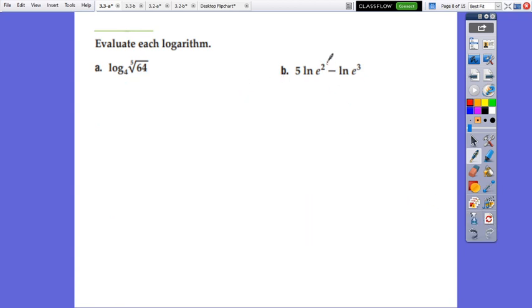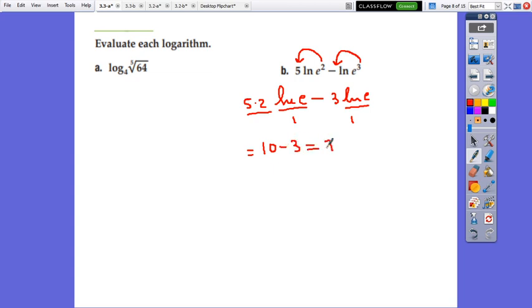Second question. The exponent always goes outside the log. It will be 5 times 2 ln e minus 3 ln e, since the exponent goes outside the log. ln e is 1. So it equals 5 times 2, which is 10, minus 3, which equals 7.